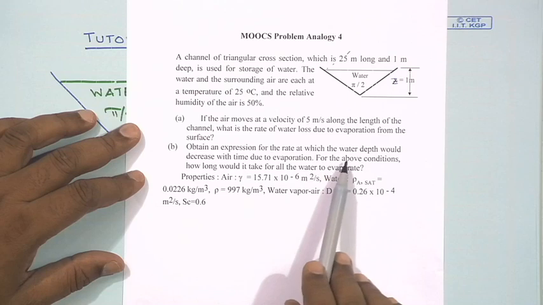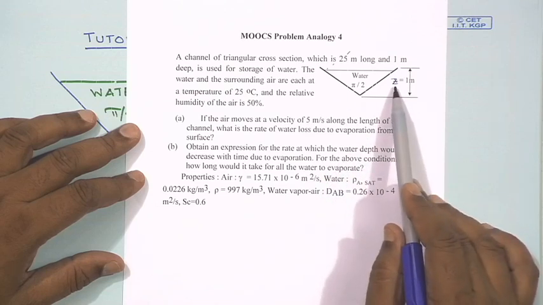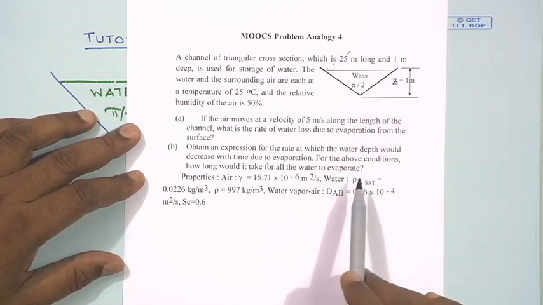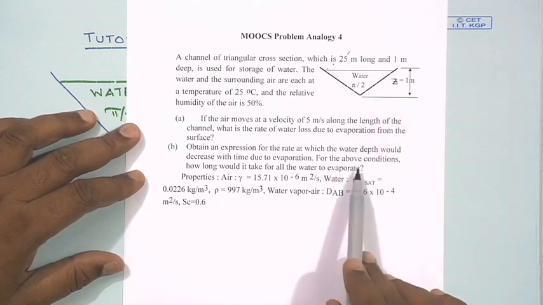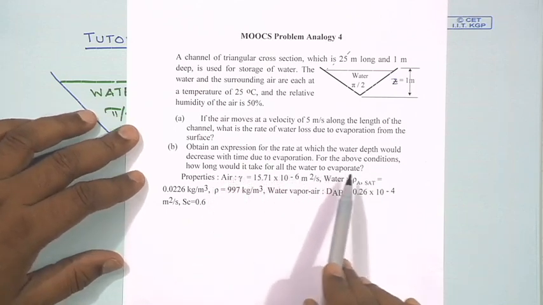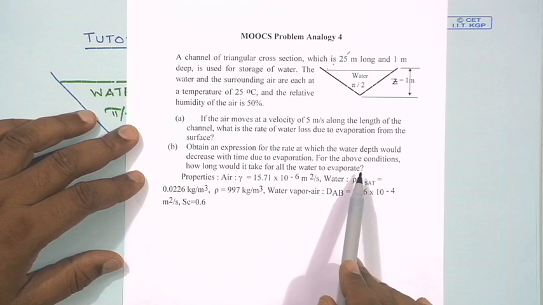So, the rate of decrease of the water depth with time, that is, if the height is z, we need to find an expression for dz/dt. From the above, for the above conditions, how long would it take for all the water to evaporate? That is the second part of the question.